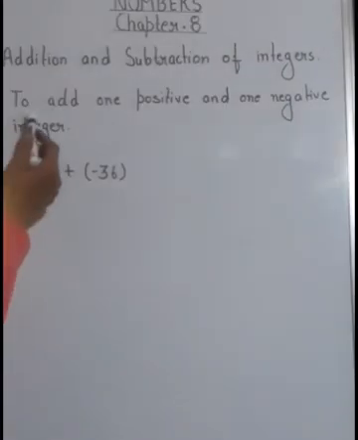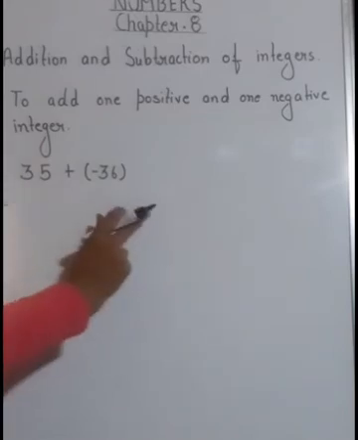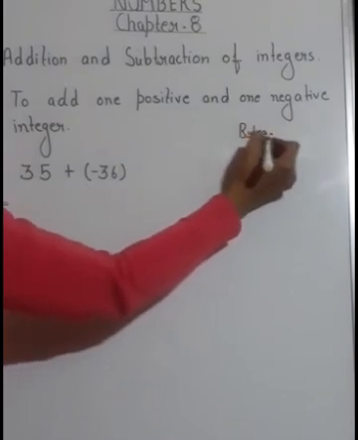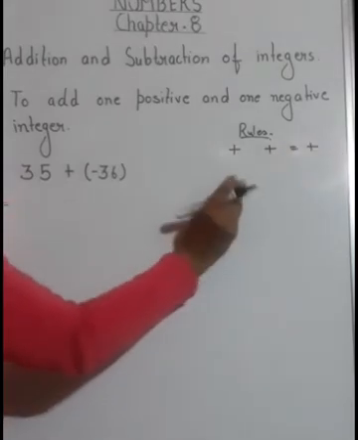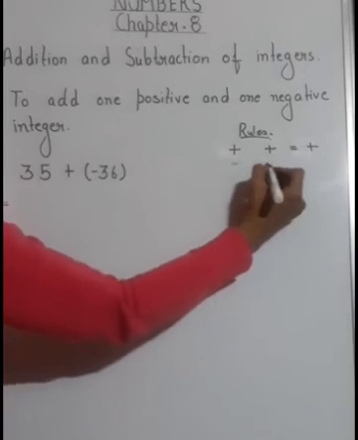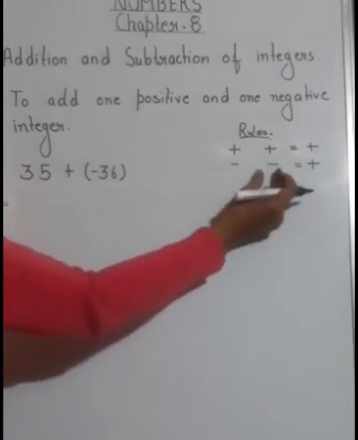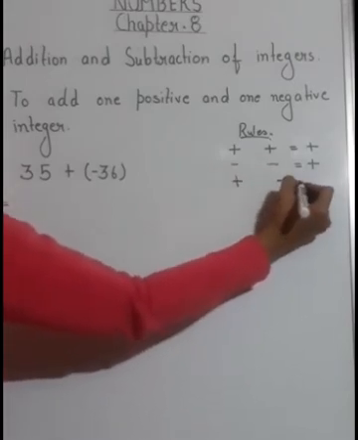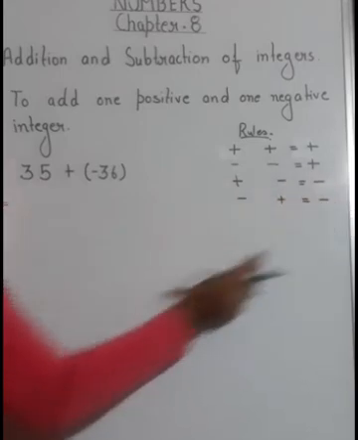Now next we are having to add one positive and one negative integer. Okay, so for doing this, before starting it, we have some rules which we have to remember. Okay, so what are they? That plus plus is always plus. Okay, when we have two positive integers, we always add them. Minus minus is always plus. Okay, when we are having two negative integers, we always add them. Second is your plus minus is always minus, and minus plus is always minus.